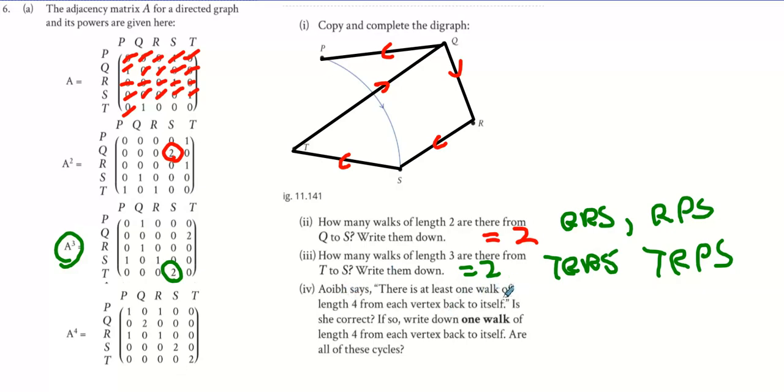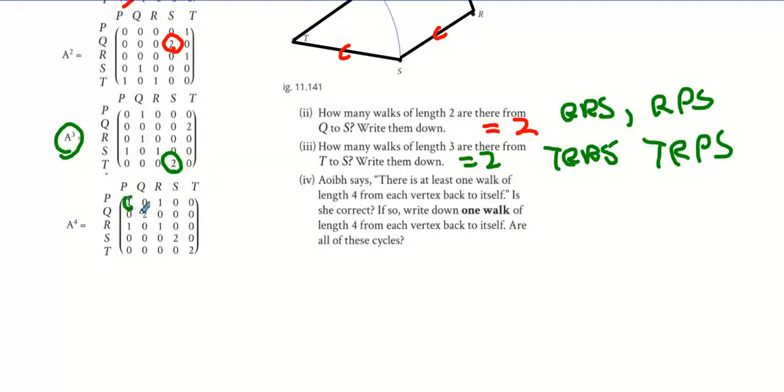Eve says that there is at least one walk of length 4 from each vertex back to itself. Is she correct? If so, write down one walk of length 4 from each vertex back to itself. Are all of these cycles? Okay. So P to P has 1, Q to Q has 2, R to R has 1, S to S has 2, and T to T has 2. So yes, there are walks that link it back to itself. Did we see the main diagonal there? That's what I'm shading in there. It wants me to do 1 for each one, and I reckon they're probably all going to be cycles.